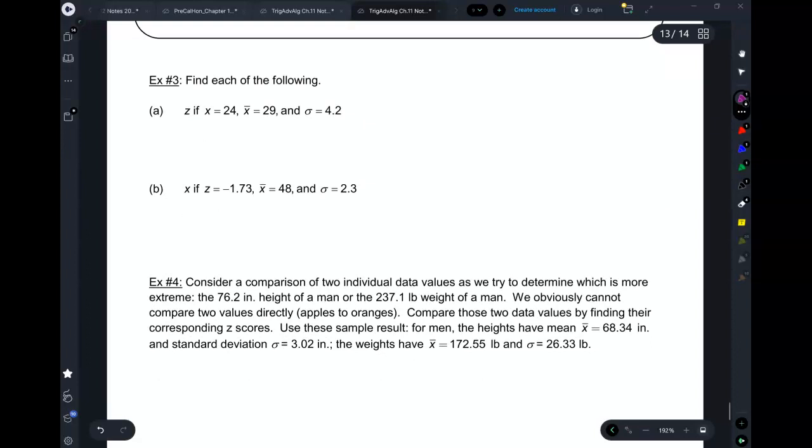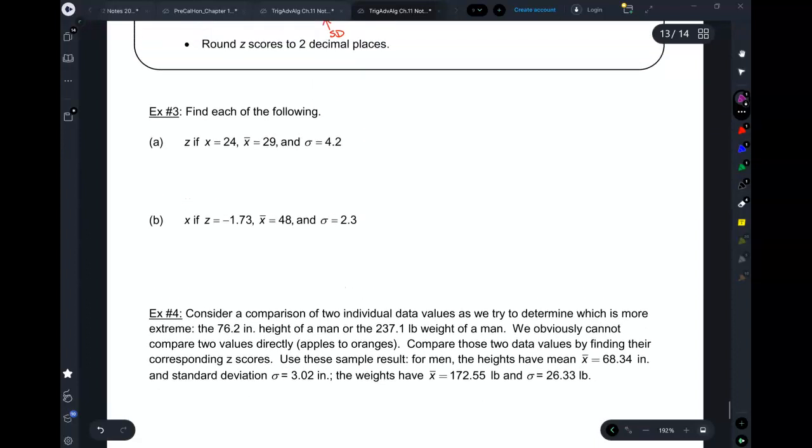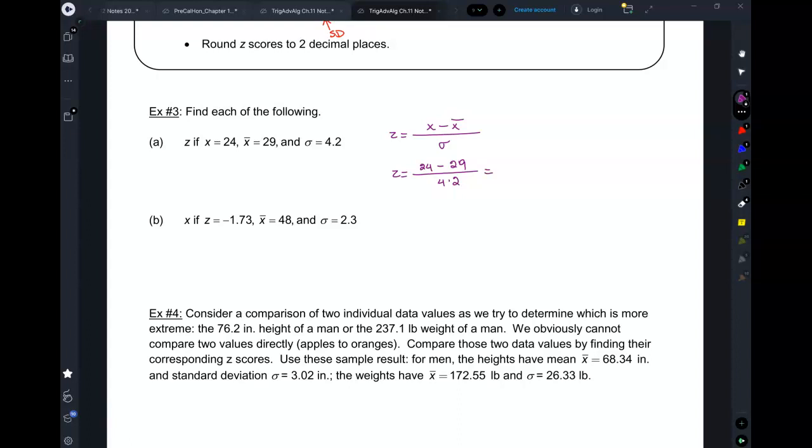So let's go ahead and do this one. We have to find z. So z is x minus x bar over sigma. So x is 24 minus 29, all over 4.2. How much is that? Any ideas? Negative 1.2. Can you go to 2 decimal places? Negative 1.19. Yeah, negative 1.19. Exactly. That's it. That's all.